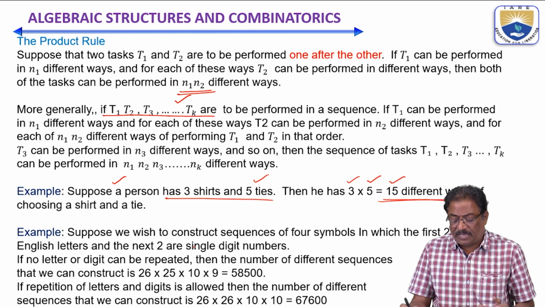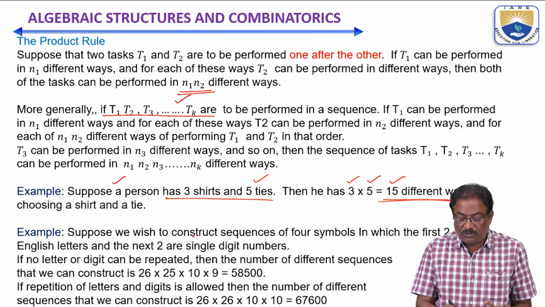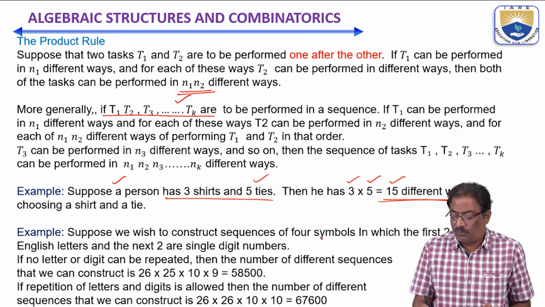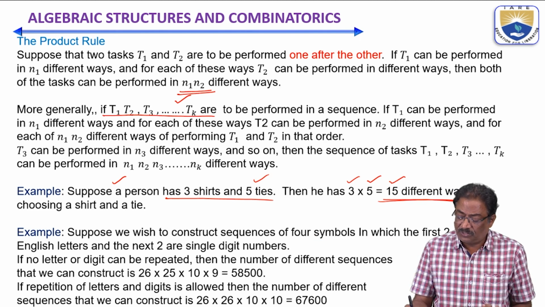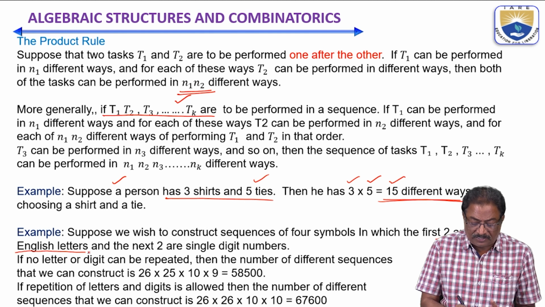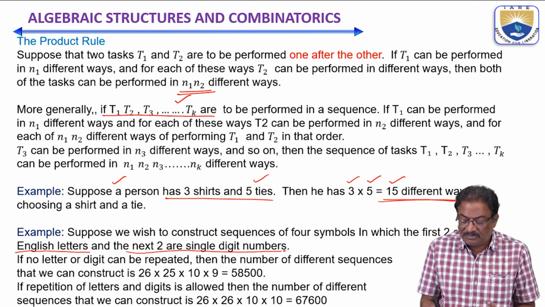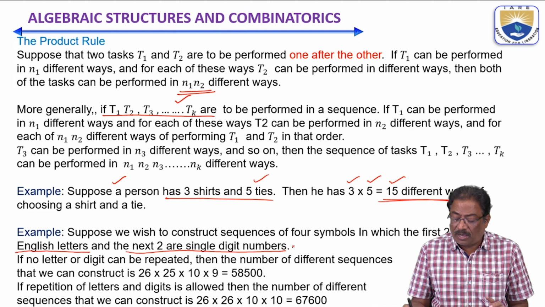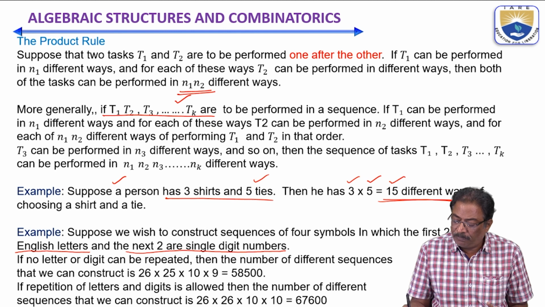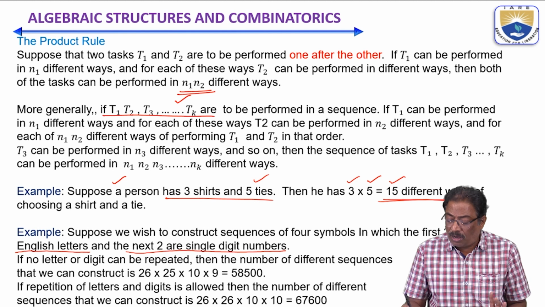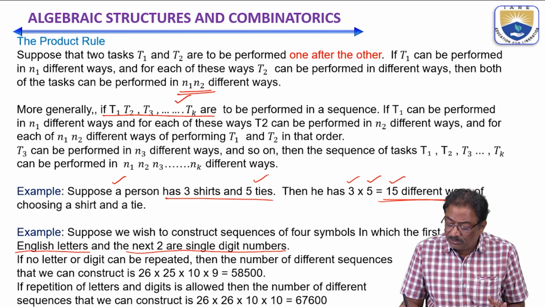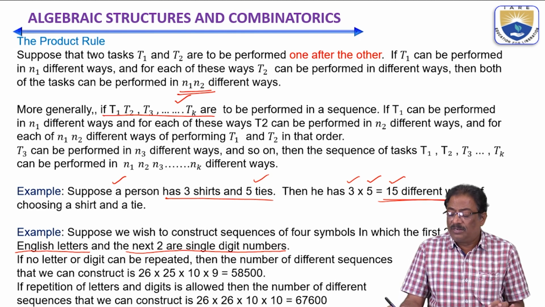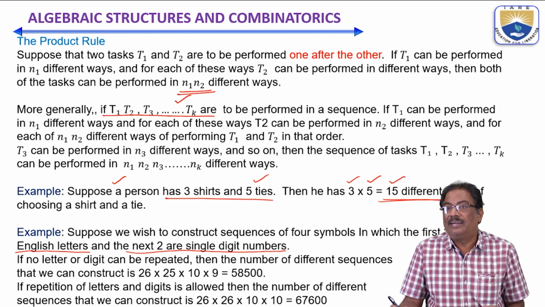Now let us consider some problems on this. Suppose we wish to construct a sequence of 4 symbols in which the first 2 are English letters and the next 2 are single digits. We wish to select 4 symbols: 1, 2, 3 and 4. The first 2 are English letters, and the next 2 are digits.